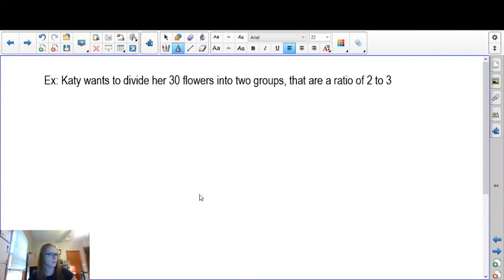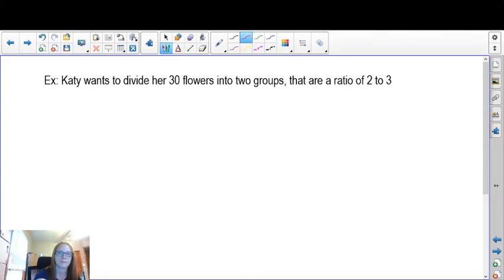All right, we're going to do this one together. Katie wants to divide her 30 flowers into 2 groups, and these 2 groups have a ratio of 2 to 3. So how am I supposed to know how many flowers to put in each group?